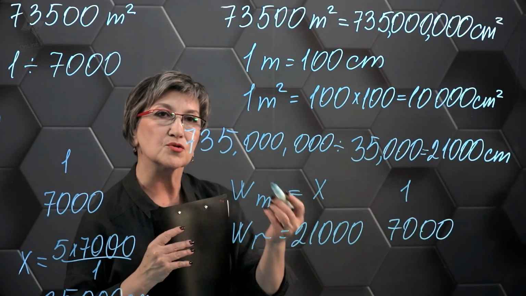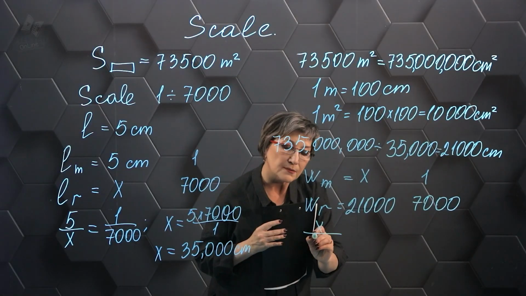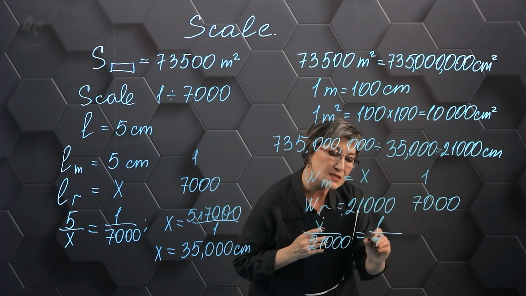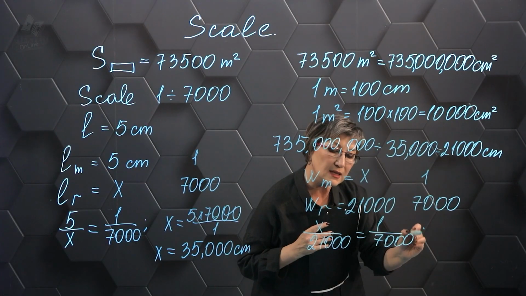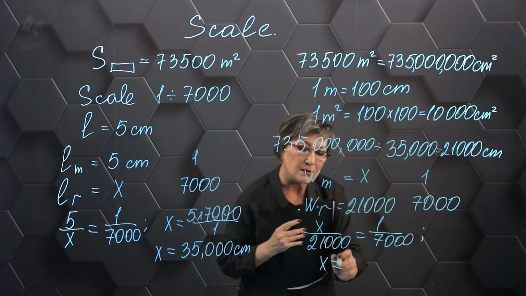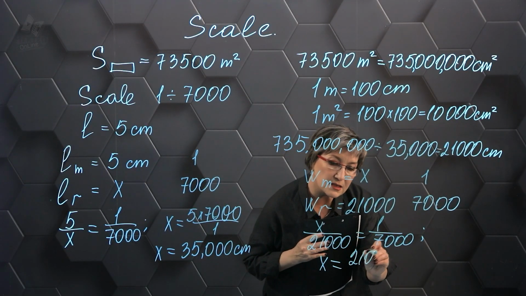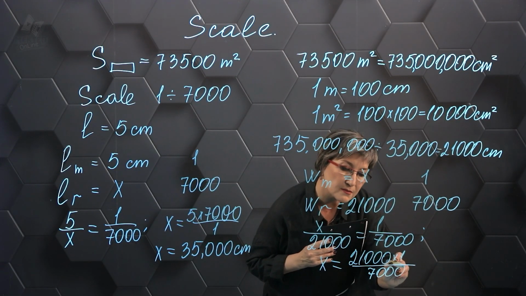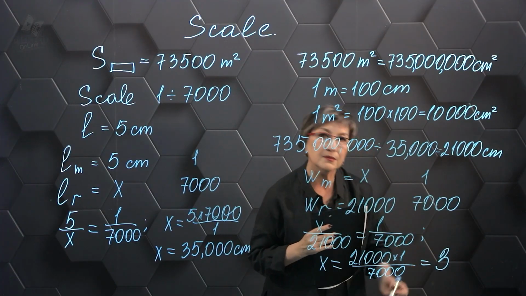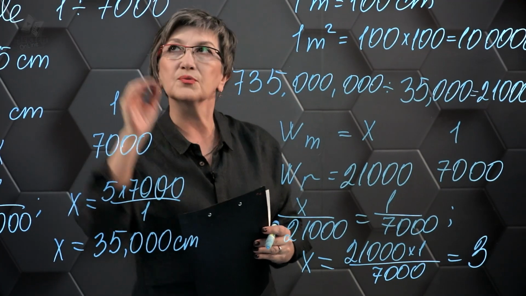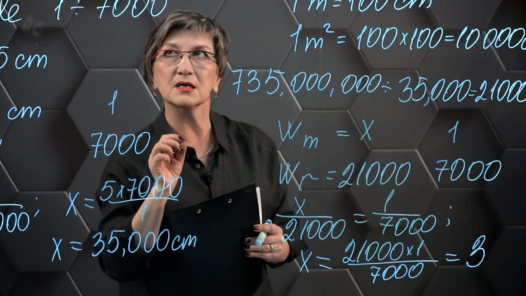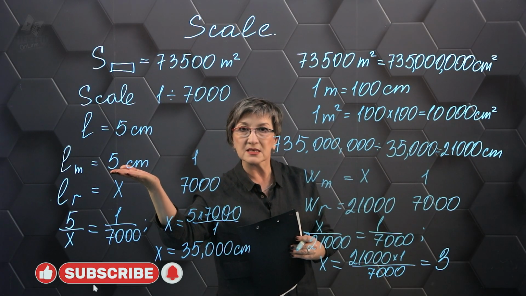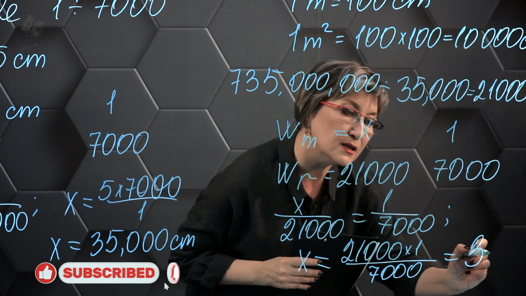Let's use the ratio. X relates to 21,000 equals 1 relates to 7,000. And then we find x. X equals 21,000 times 1 divided by 7,000. We get 3. Our plot, which is 73,500 square meters, is represented by a rectangle with a length of 5 centimeters and a width of 3 centimeters.